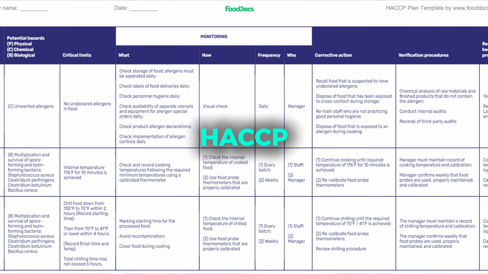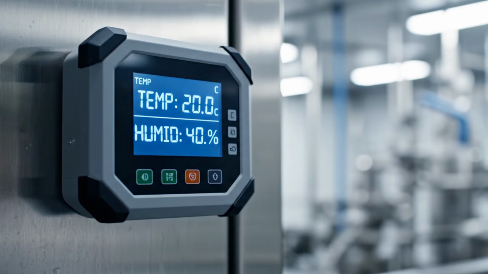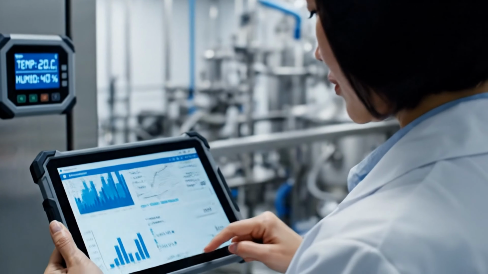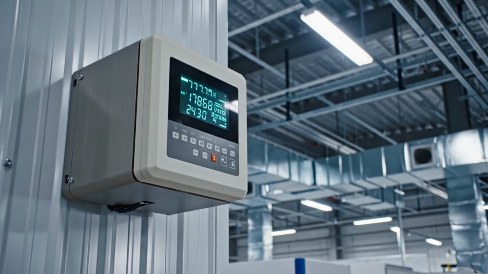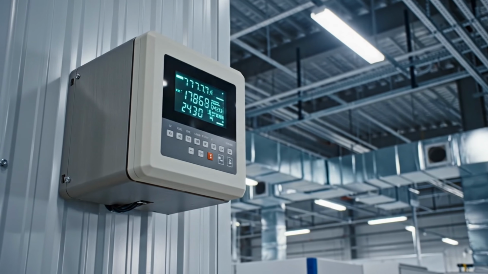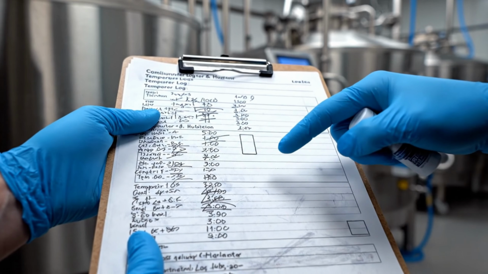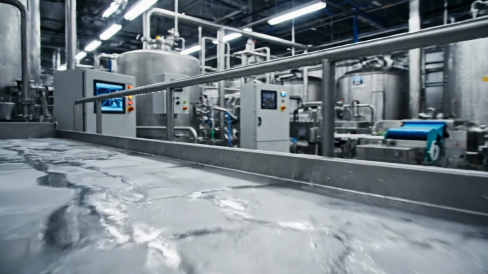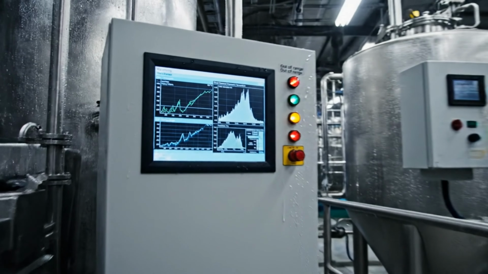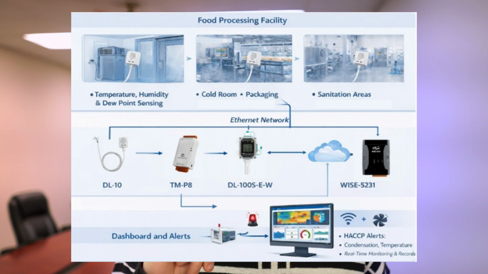Food and beverage manufacturers operate under strict HACCP requirements, where even small environmental deviations can introduce contamination risk or trigger audit findings. In many facilities, production floor conditions change rapidly and aren't accurately captured by centralized sensors. At the same time, compliance documentation is often manual and inconsistent, and environmental excursions are detected too late to prevent issues. This system was designed to solve those problems directly.